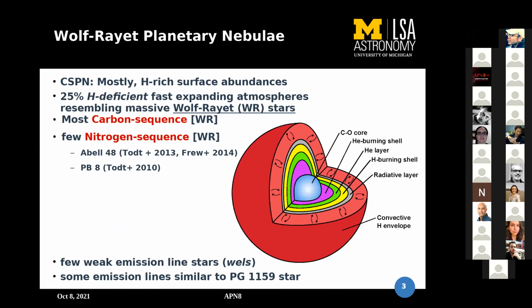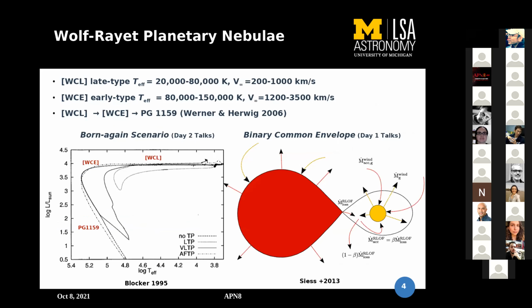About the Wolf-Rayet planetary nebulae: about 25% of planetary nebulae have hydrogen-deficient atmospheres, and mostly they are of the carbon sequence, and a few are of the nitrogen sequence. They resemble the massive Wolf-Rayet central stars. The cause of these Wolf-Rayet central star planetary nebulae is not well understood, but there are different scenarios. One of them is the born-again scenario, with a late thermal pulse, and advanced binary evolution, which removes the hydrogen-rich outer layer of the stellar atmosphere.